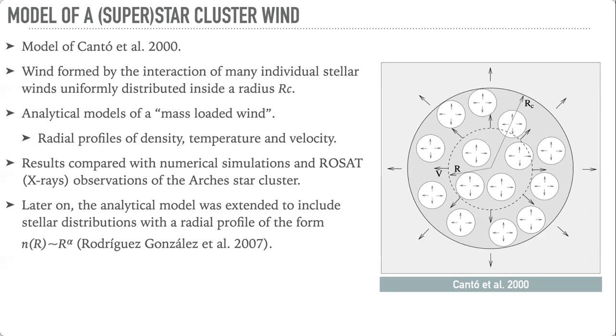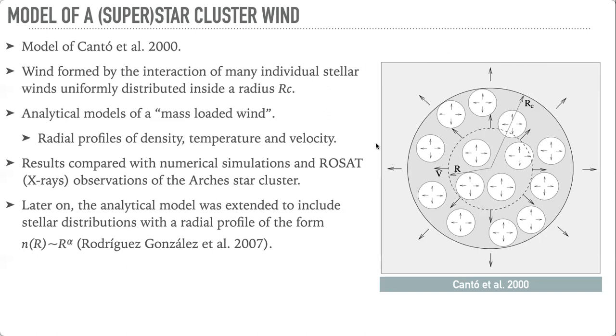However, none of these models included the motion of the stars. It was already a steady state. The stars are in their place and the winds interacting. And this is reasonable in most cases because the wind of each of the stars is of the order of 1,000 kilometers per second, and typically the orbital speeds are much less than that.